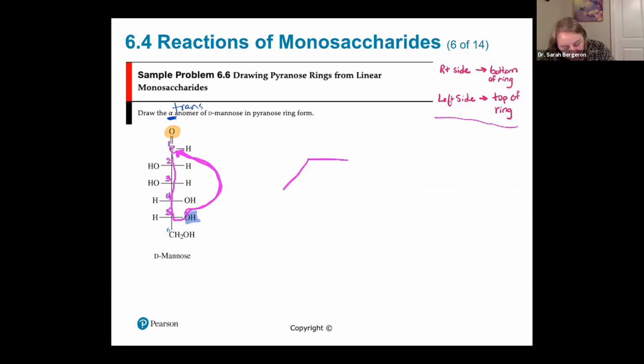So if I do that, this is what I end up with. There's my 1 oxygen, and then I have 1, 2, 3, 4, 5 carbons, but then I have to worry about my 6th carbon. I know my 6th carbon is always going to come up here and be CH2OH.